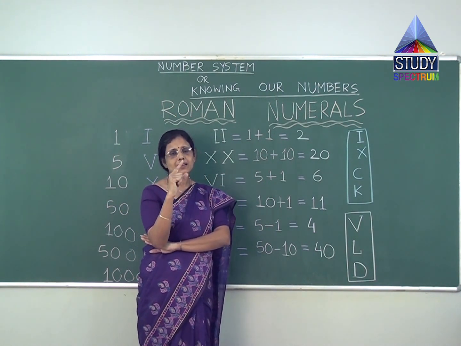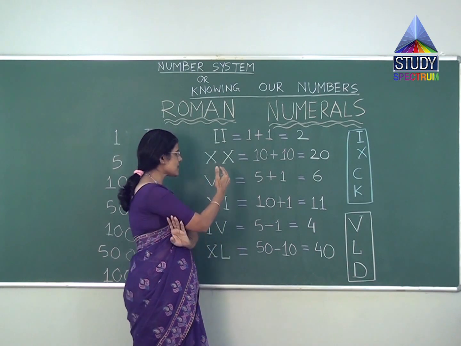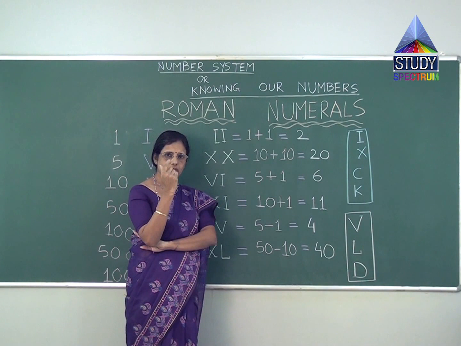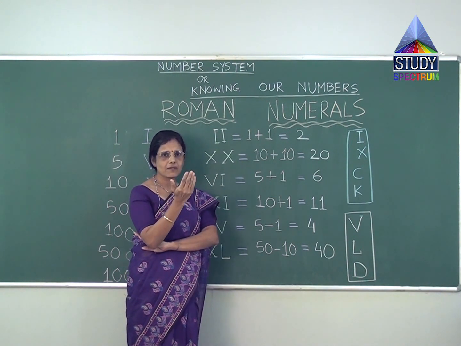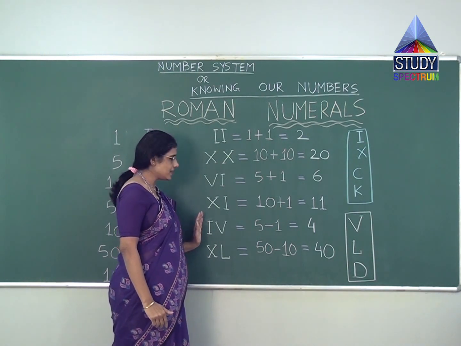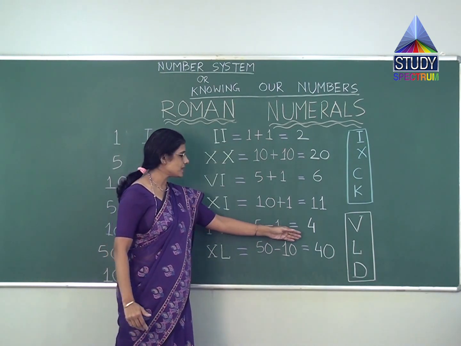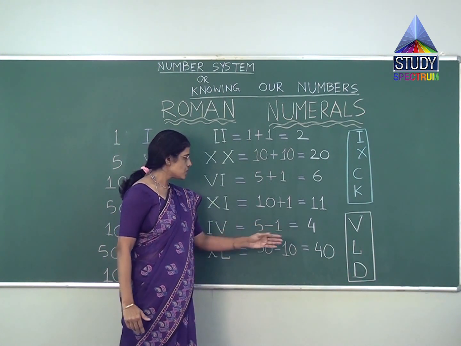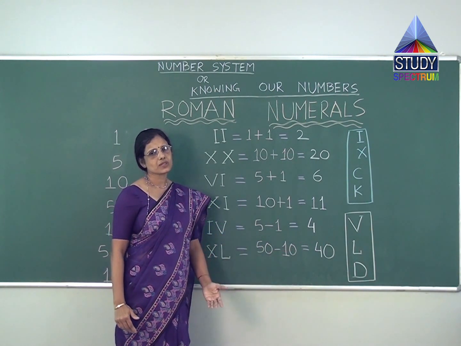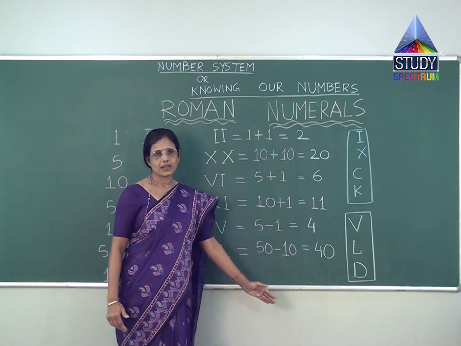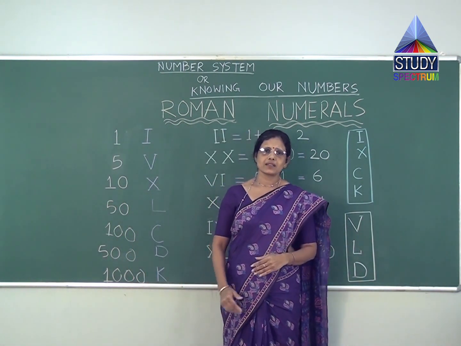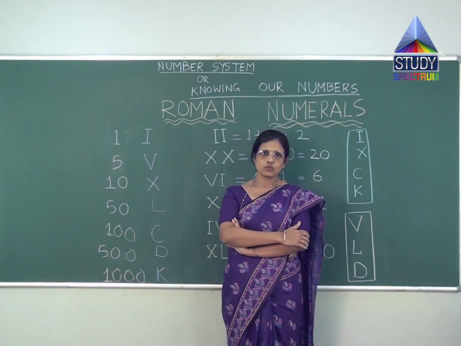Again, I am repeating the important things. Whenever you write the smaller value to the right side of the bigger one, then you have to add it to the bigger one, so you will get the number. And when you write the smaller value to the left side of the bigger number, then you have to subtract and obtain the required number. So in this way you can make any number, 100, 1000, 5000, 6000, any number you can make. So this is the way earlier people used to write, which is called Roman numerals.